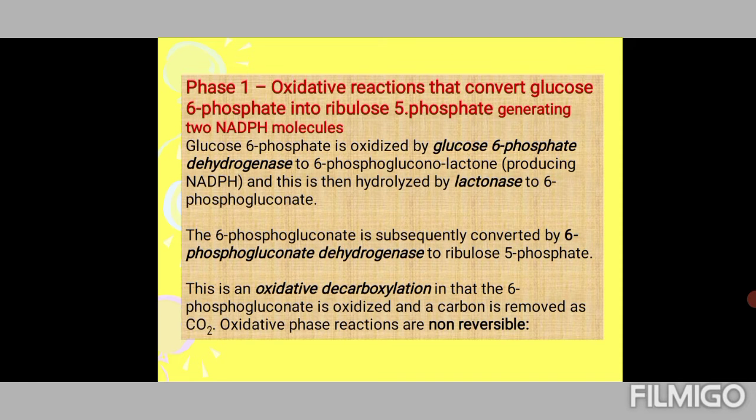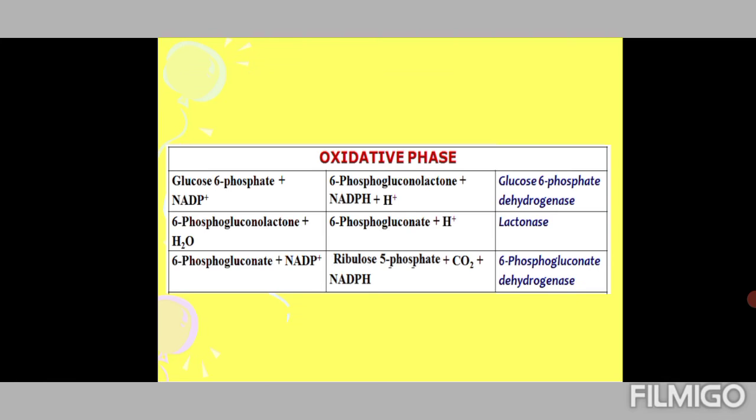So this is the illustration for the oxidative phase reactions. You can pause and go through it. And what we have at present with us is NADPH, again NADPH, 2 molecules, then 1 molecule of ribulose 5-phosphate, with which we will go to the non-oxidative phase.